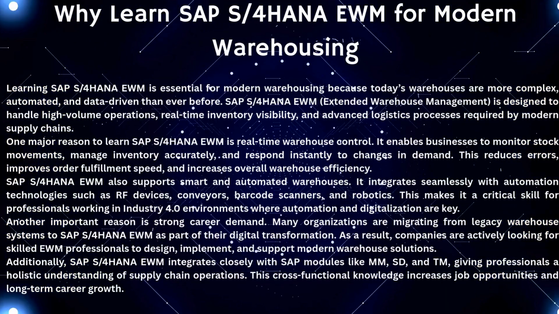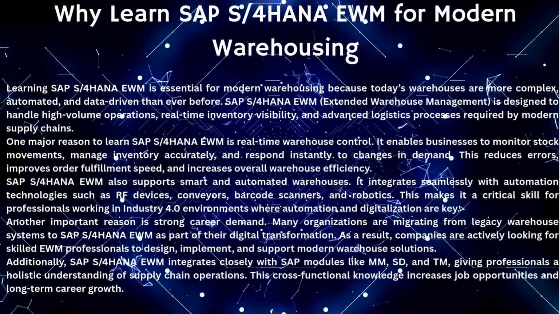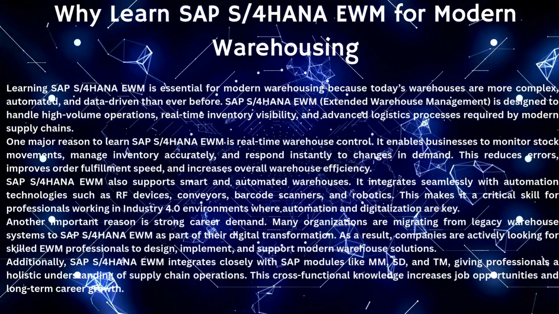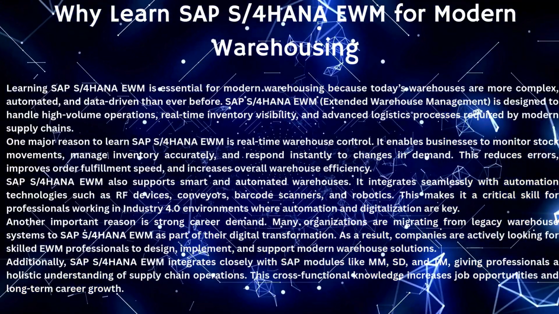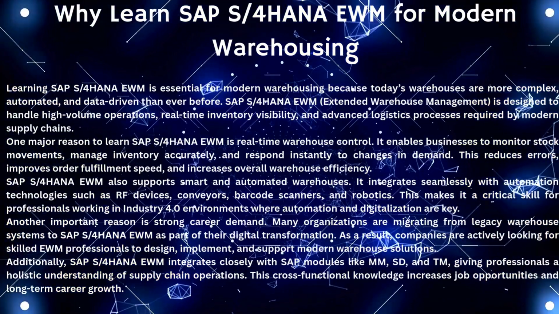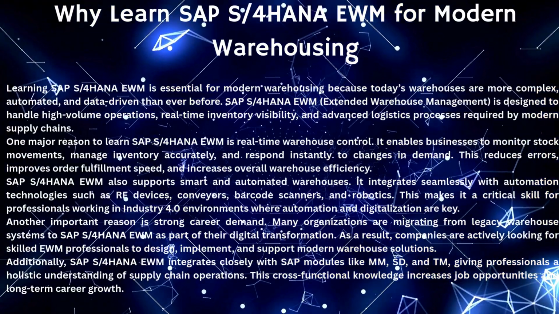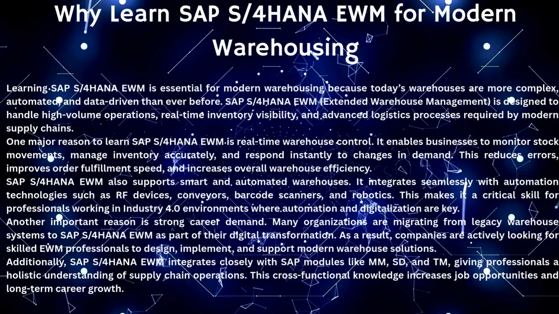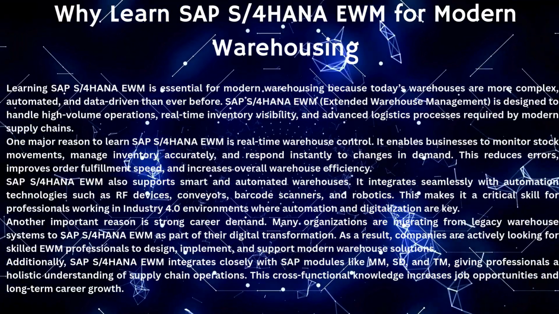This reduces errors, improves order fulfillment speed, and increases overall warehouse efficiency. SAP S/4HANA EWM also supports smart and automated warehouses. It integrates seamlessly with automation technologies such as RF devices, conveyors, barcode scanners, and robotics. This makes it a critical skill for professionals working in Industry 4.0 environments where automation and digitalization are key.